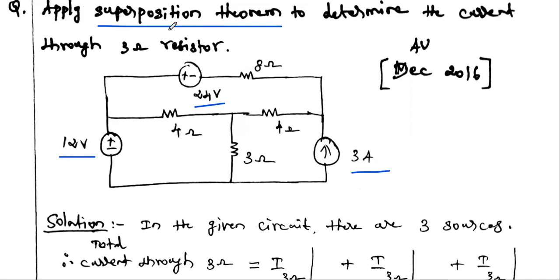So here you see the question: apply superposition theorem to determine current through the 3 ohm resistor. So this is the 3 ohm resistor. We have to find the current flowing through this 3 ohm resistor using the superposition theorem. It's a December 2016 question, so we can solve this using superposition.